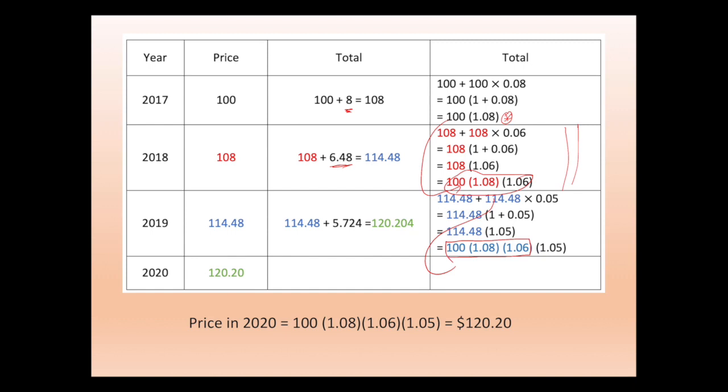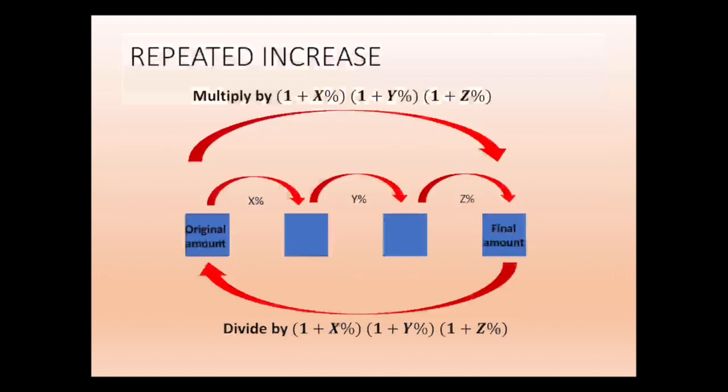Alright, so therefore, to summarize it, the price in 2020 is actually 100 times 1.08 times 1.06 times 1.05, which is $120.20. If you don't believe me, pause the video for a while and use the calculator to work it out.